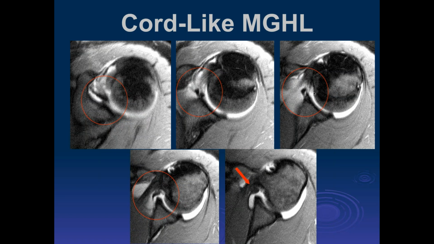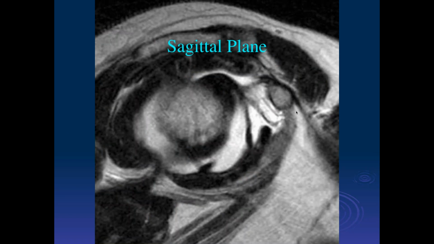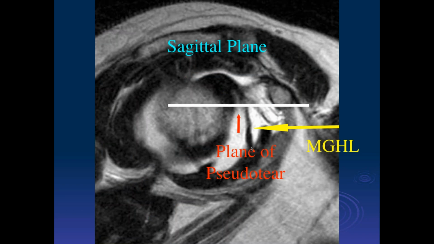So this was a cord-like middle glenohumeral ligament, and once that diagnosis was made, he actually ended up being a #1 draft choice. So this was a near miss for being a significant issue for this player. Did he tip you, John? No, I never saw him, but the orthopedic surgeon liked it.